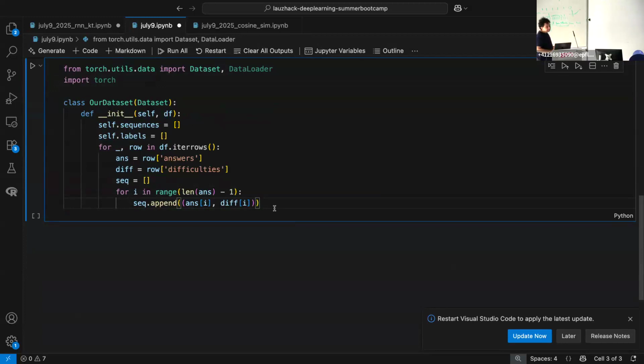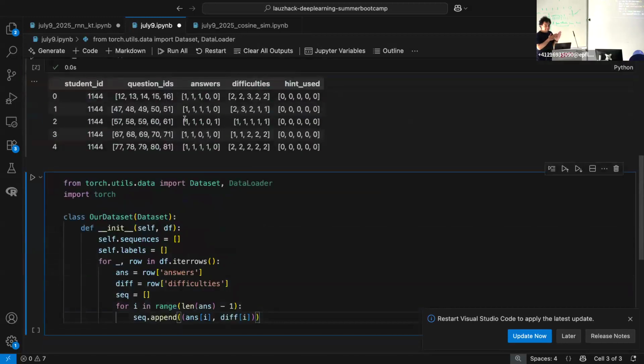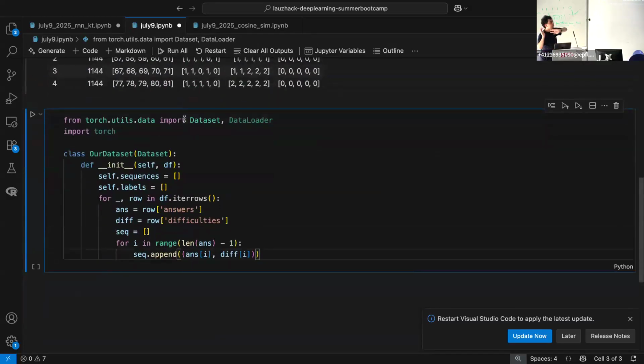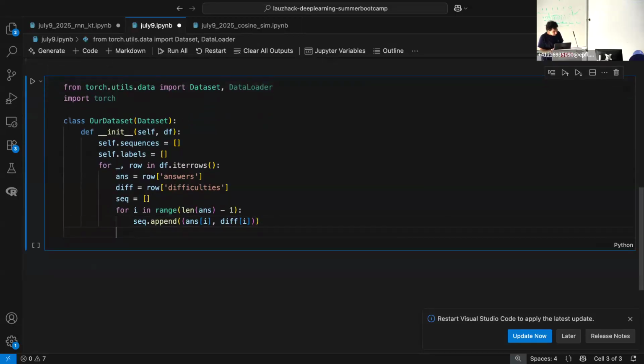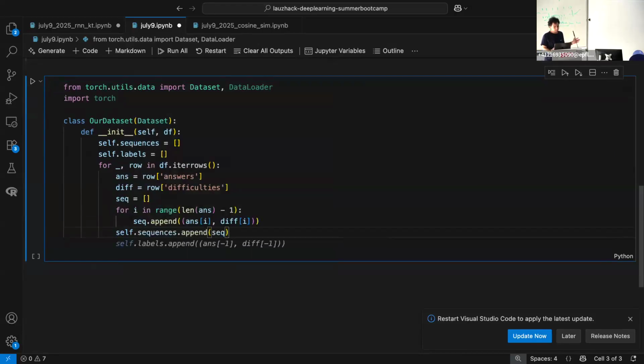So here we have 5 of them. We want to have the first 4 and predict the last, right? So we only add to the sequence up to len minus 1. Otherwise, if it sees the last, it will always try to predict the last value, and that doesn't make sense. Fine? Sorry if I'm going a bit fast, but I hope it's fine. Then we add it to the sequences. Then we add to the labels, where we don't need the difficulty, just the last answer.